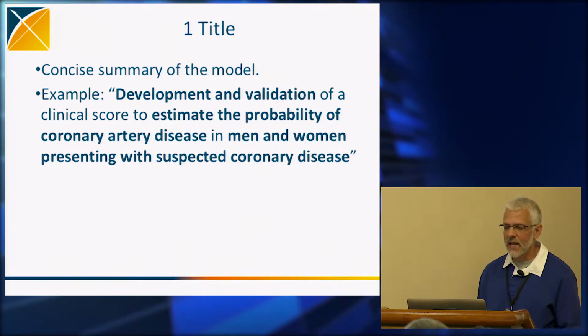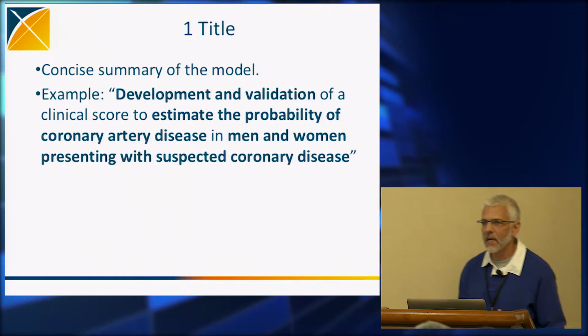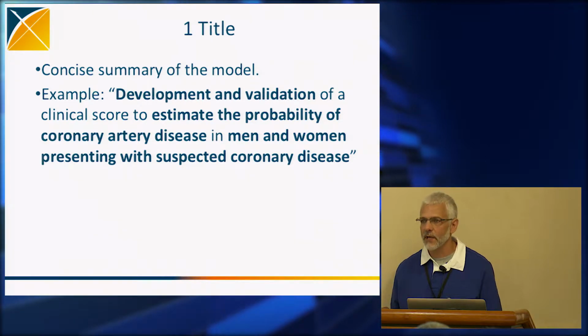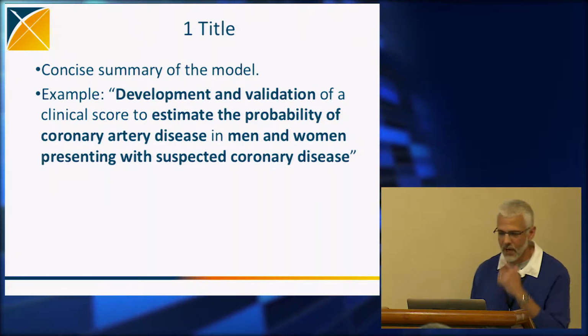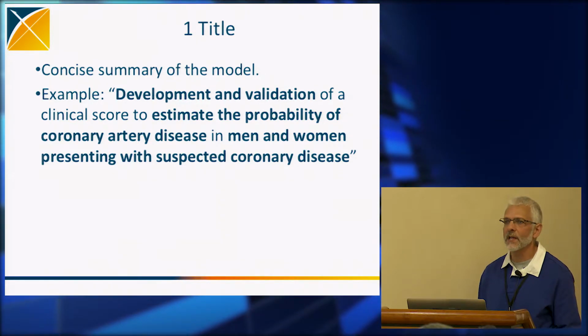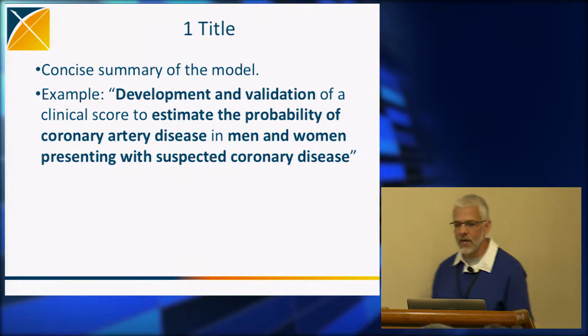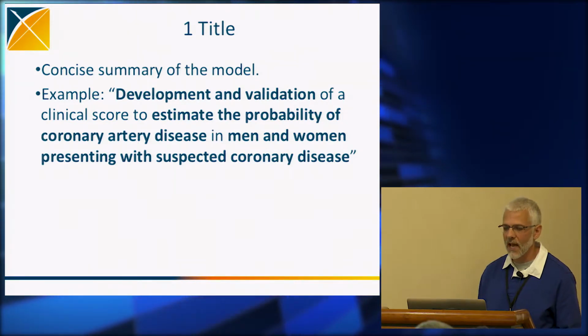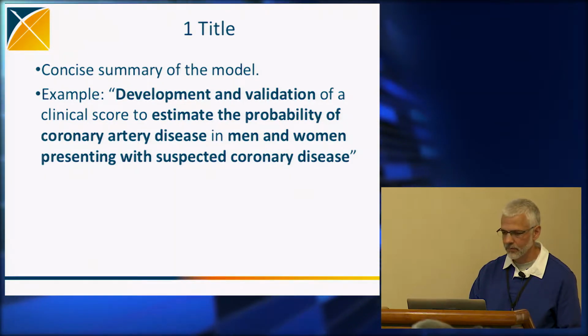In this case, it's estimating the probability of coronary artery disease in men and women. So that gives the clinician right away, is this something that's important to me? Coronary artery disease, yeah, I'm a cardiologist. Wait a second, okay, I'm going to look at this. And who is it in? Men and women with suspected coronary artery disease. So this would be, like I said, a diagnostic model to see whether this person has coronary artery disease.